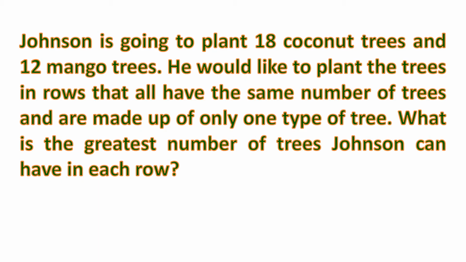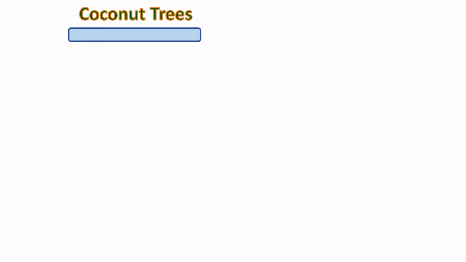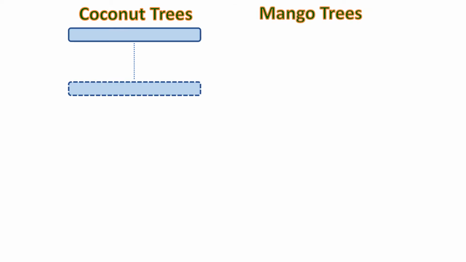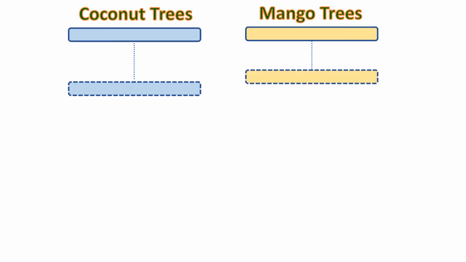So first, we are going to analyze which one to use, either the greatest common factor or the least common multiple. We will know that by understanding the problem. So let us try to solve this. Let me illustrate the problem. We have the coconut trees, and this represents the row for the coconut trees, and we want to know how many trees there are for each row, and we don't know how many rows there are. Also for the mango trees, this represents the rows of the mango trees, and our target is, again, to know how many trees there are for each of these rows.